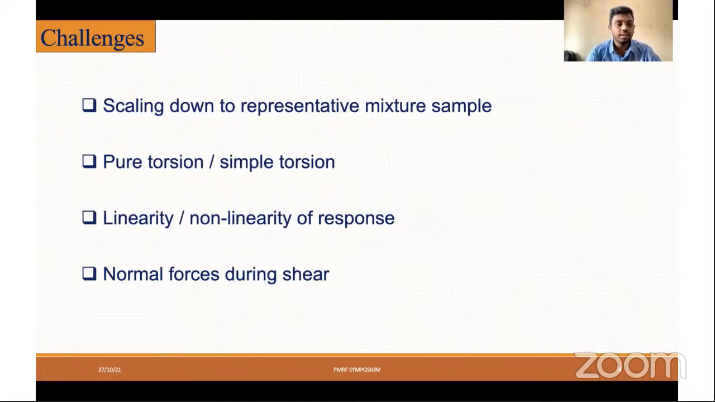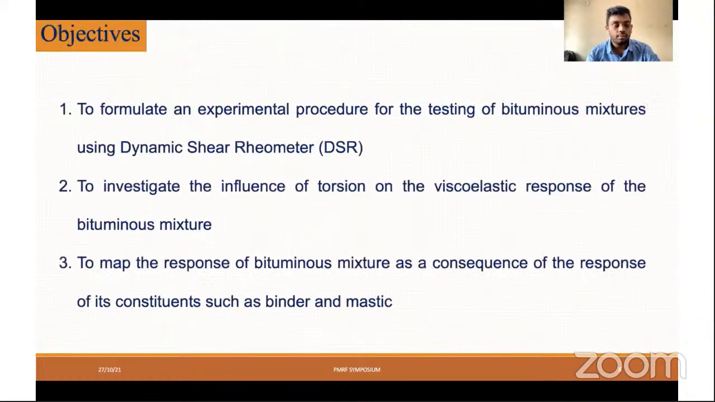And there is certain linearity and non-linearity based on the normal forces that are applied during shear. One should also consider and understand whether it is linear or non-linear, and whether the influence of normal force is creating a drift between the linear and non-linear viscoelastic properties of the torsion. Based on this background, I have formulated 3 objectives for my study.